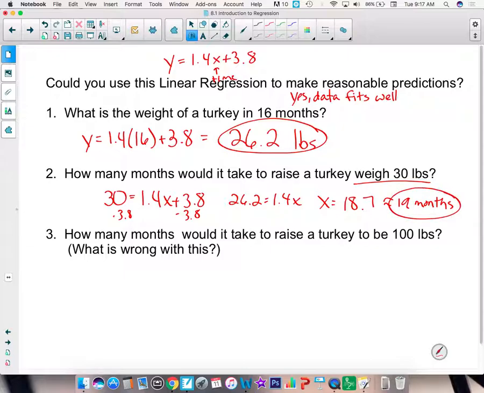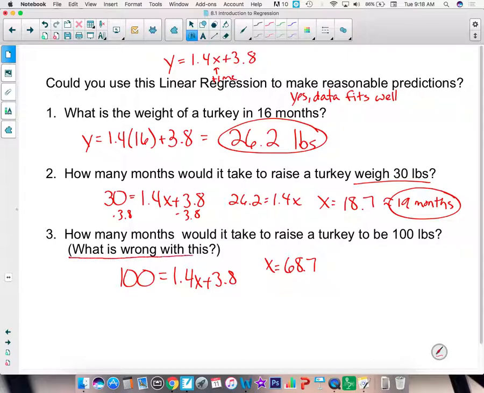Our next question is, how many months would it take to raise a turkey to be 100 pounds? We do the same thing: 100 equals 1.4x plus 3.8. So you do 100 minus 3.8, divided by 1.4, and you get x equals 68.7 months. So about 69 months.